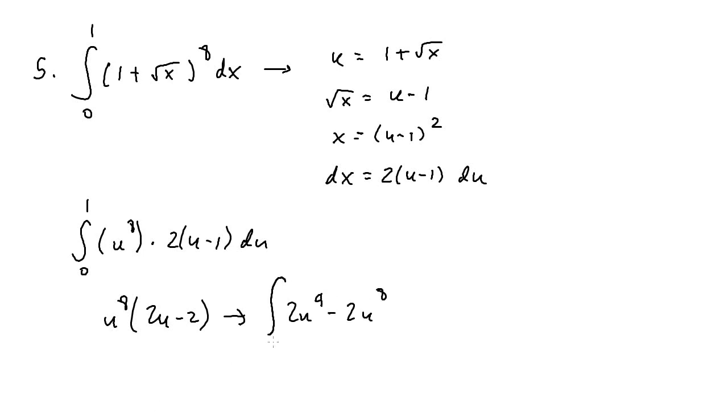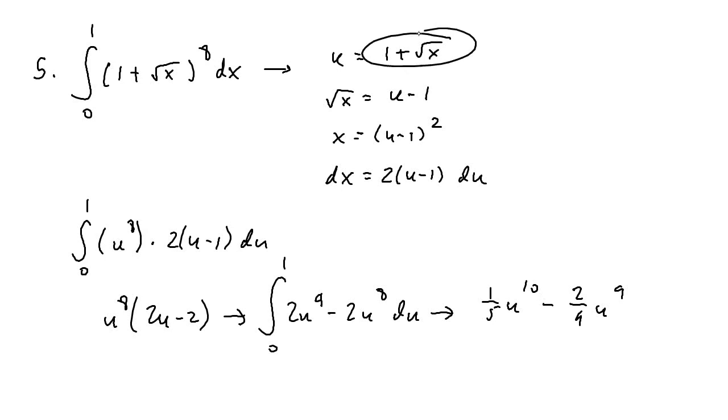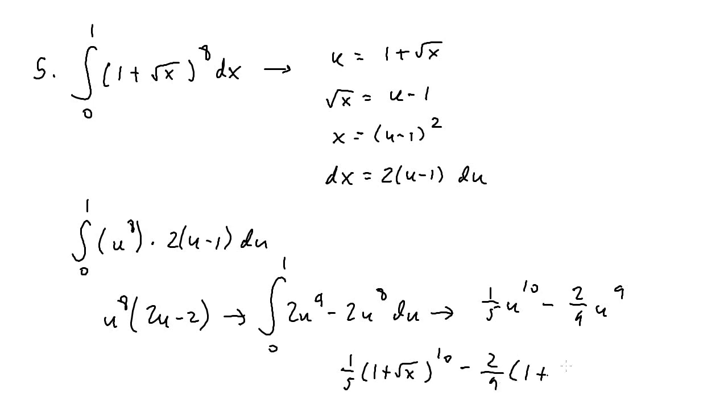So now when I go ahead and integrate this from 0 to 1 with respect to u, we can just use the power rule. So the integral of 2u to the 9th is 2u to the 10th over 10, or 1/5 u to the 10th. And then we have minus the integral of 2u to the 8th, which is going to be 2 over 9 u to the 9th. So now I can substitute back, u equals 1 plus the square root of x. So we have 1/5 times (1 plus the square root of x) to the 10th power, minus 2 over 9 times (1 plus the square root of x) to the 9th power, and then we can evaluate from the x bounds of 0 to 1.